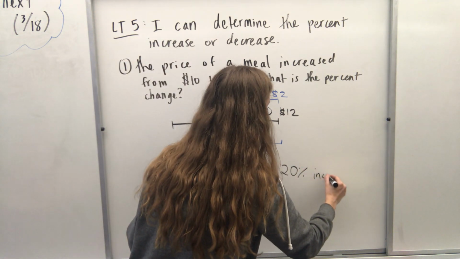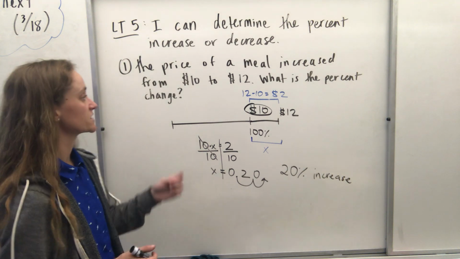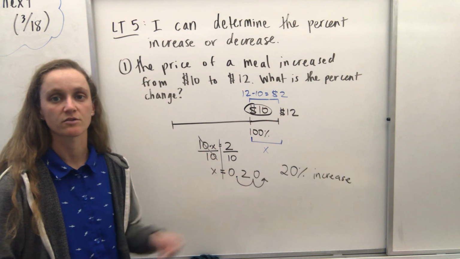If it had been a decrease, we know it would have been a decrease if it went from like $15 to $10, if the price dropped down.